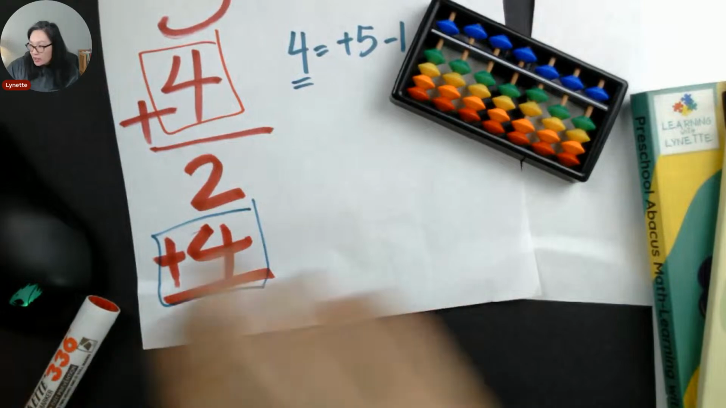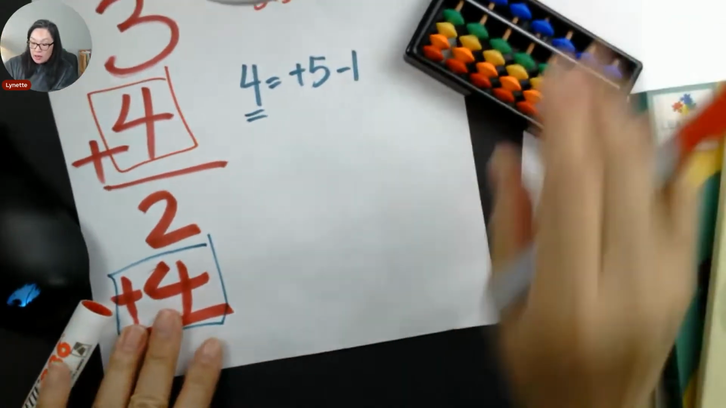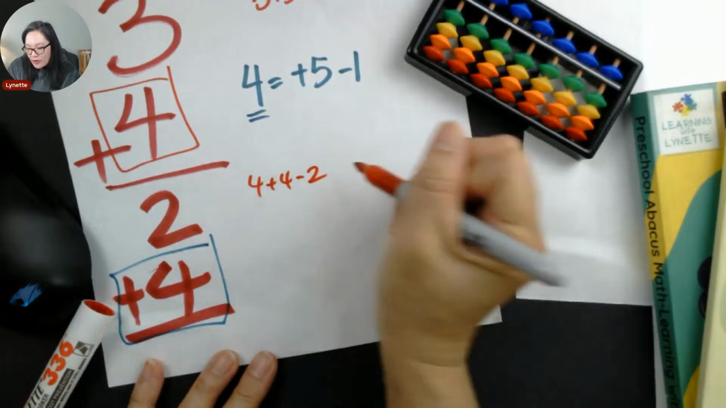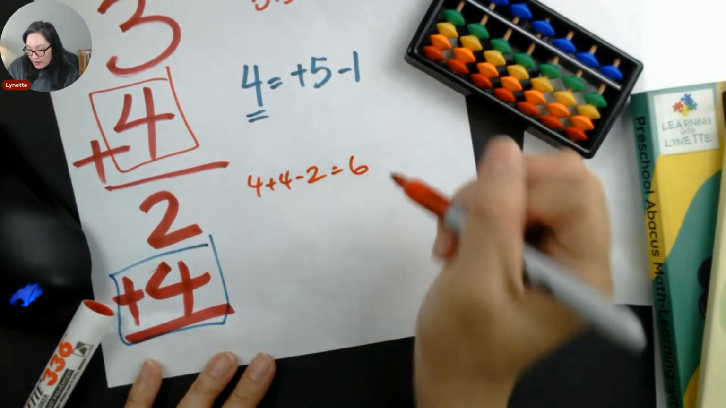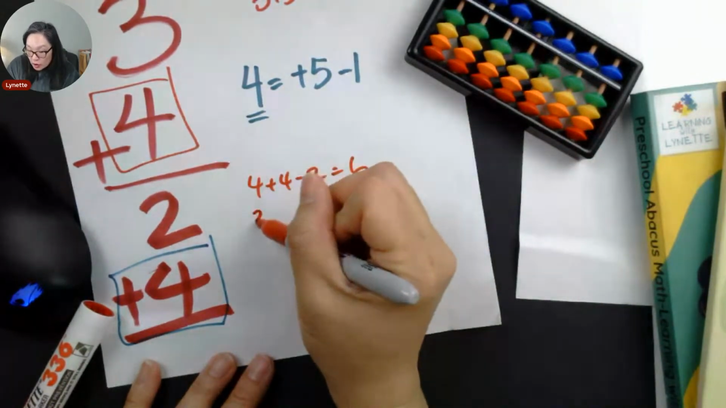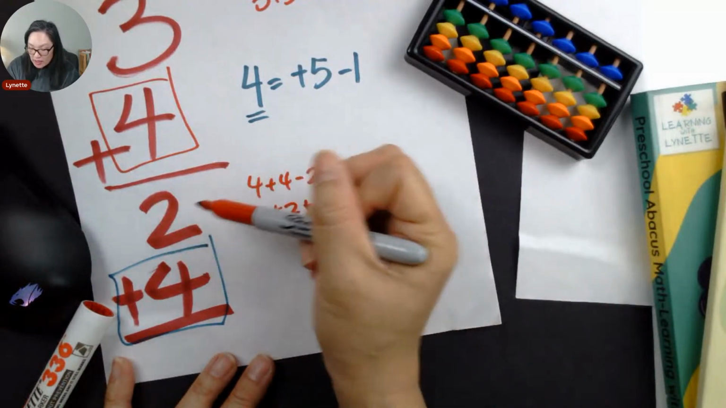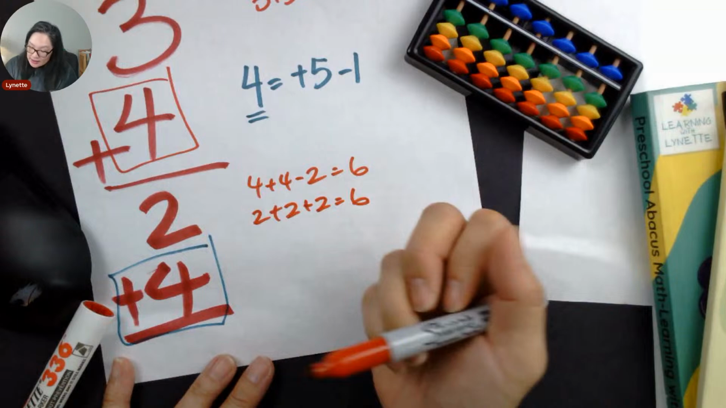Well, again, we can talk about our doubles. We could do doubles, 4 plus 4, and then we have to take away 2. So that would be 6. Or we can do 2 plus 2, and then plus another 2, which is 6, because this would be our doubles. You could learn that. That's not a problem.